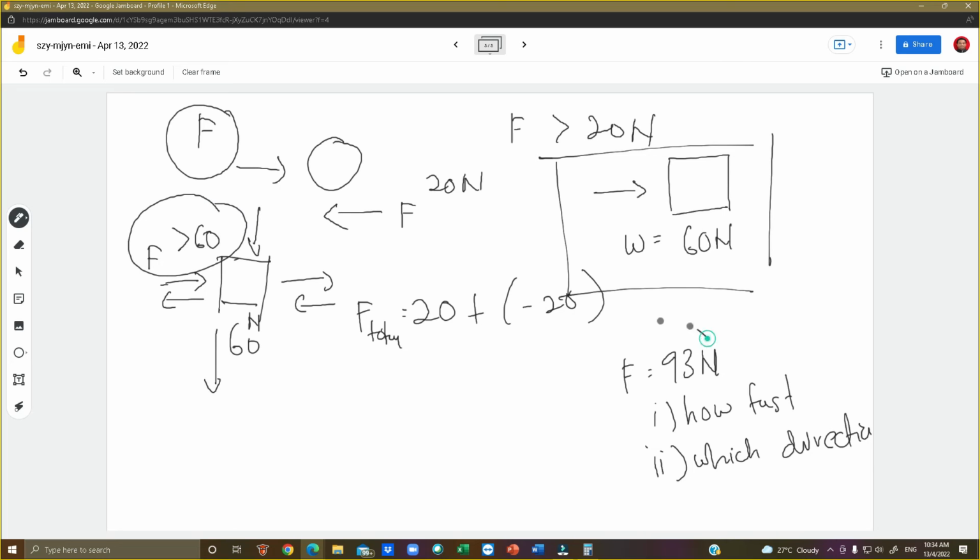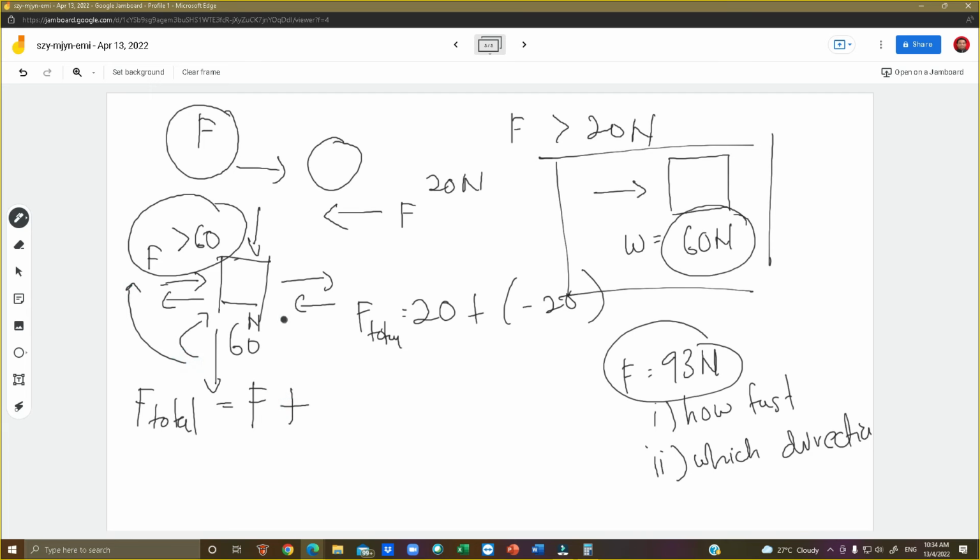So now we have force given 93, weight of the object 60. So kita kena kira total force dia. Okay, so force total for this object equals F, the force being given, plus weight. Okay, so weight bergerak dekat arah mana? It depends on the force.